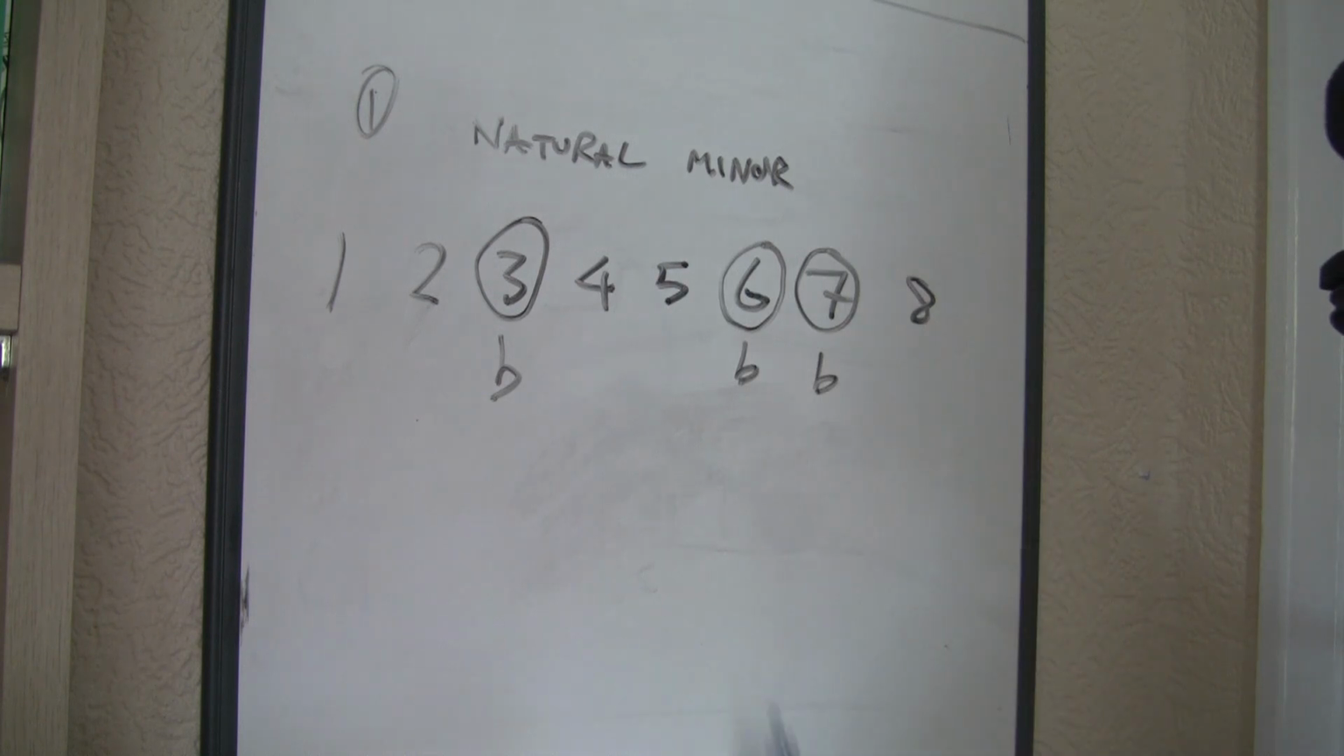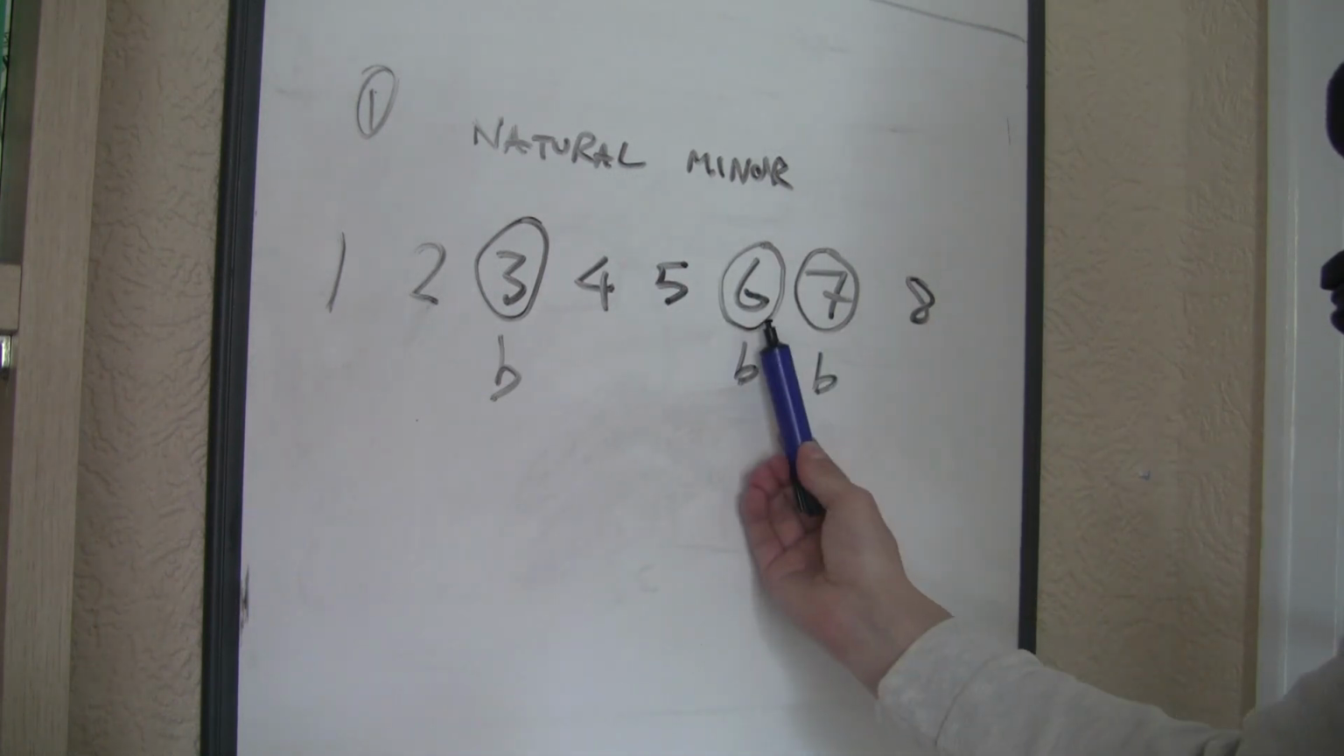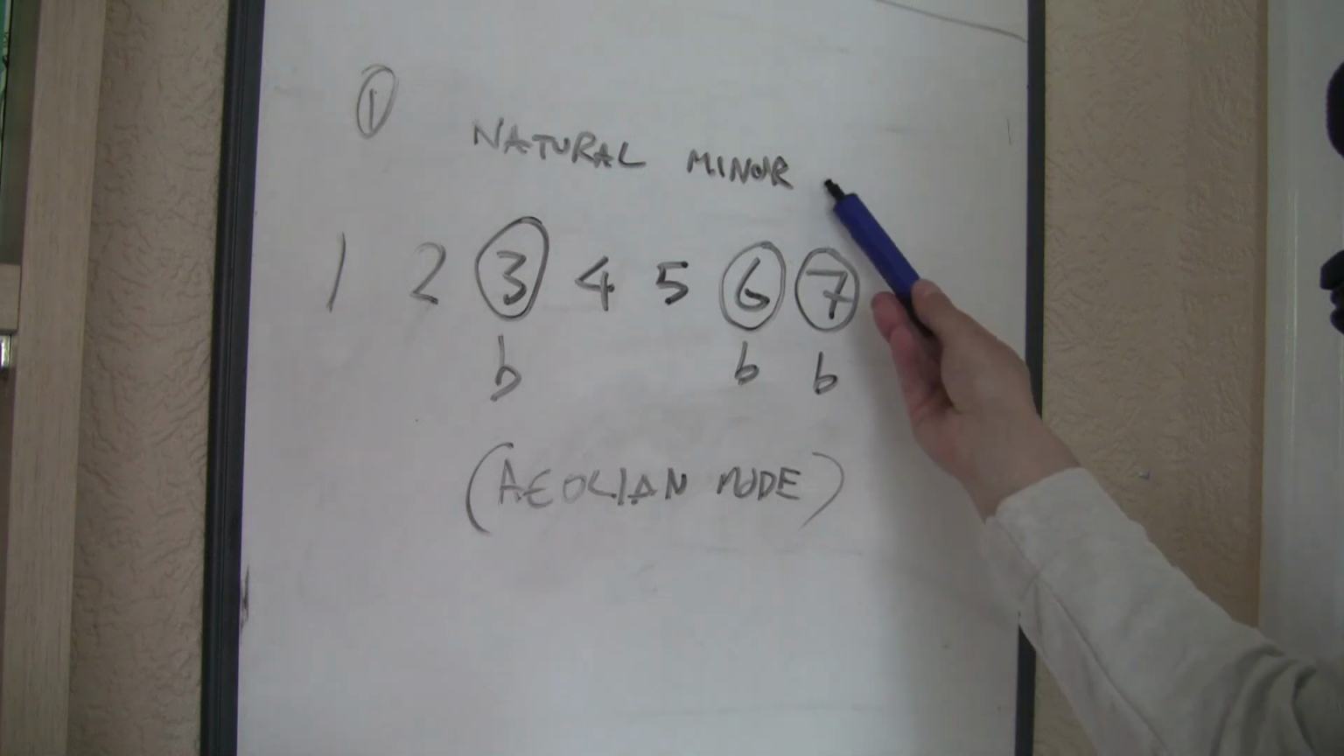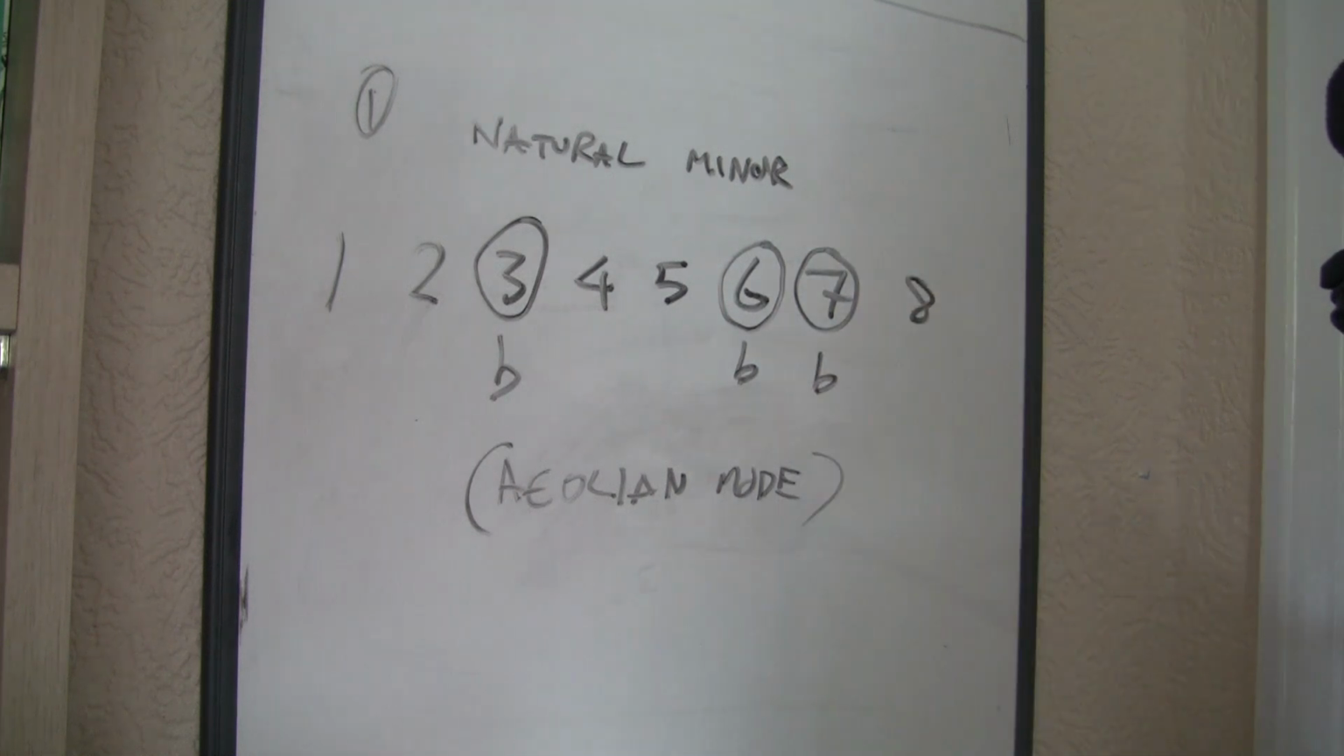The natural minor looks like this. There's a flattened 7 and a flattened 6. The natural minor is pretty much also the Aeolian mode, but more of that later.